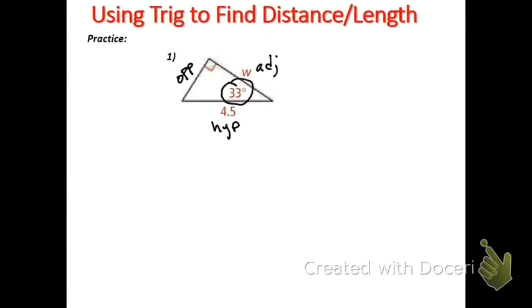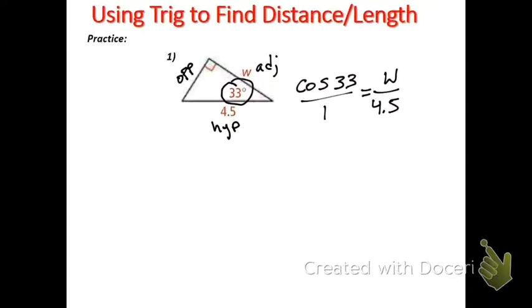We have measurements of hypotenuse and adjacent. So adjacent and hypotenuse is which trig relationship? Should be cosine, right? So we've got cosine of 33 over 1 equals our adjacent side over our hypotenuse.